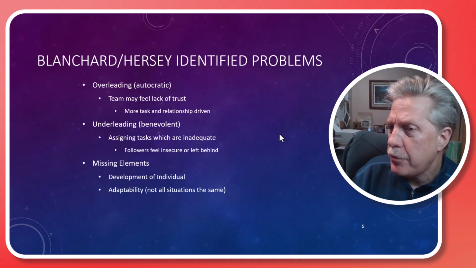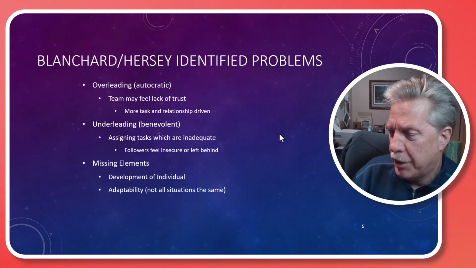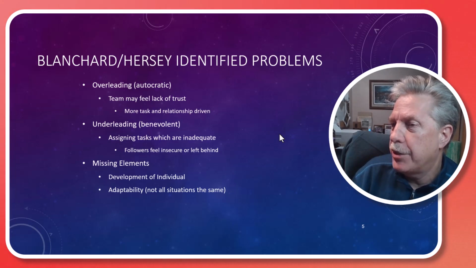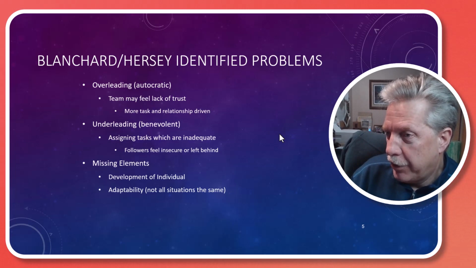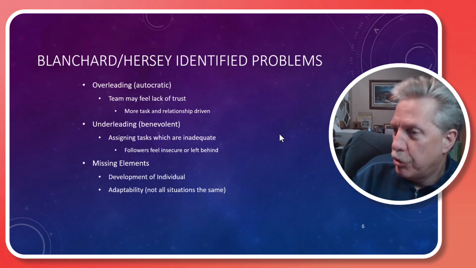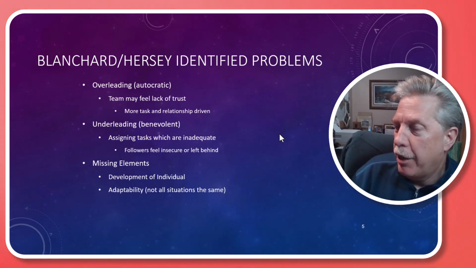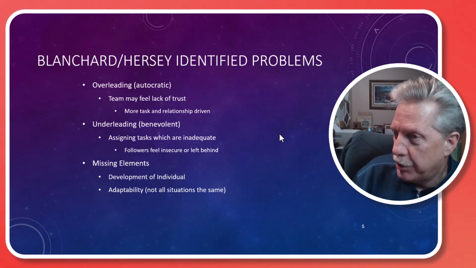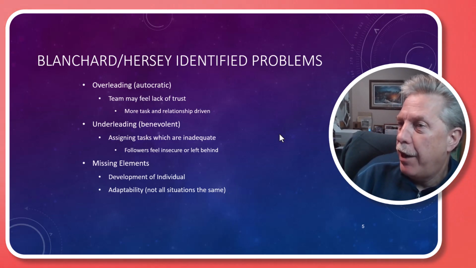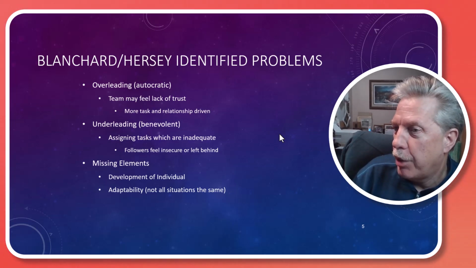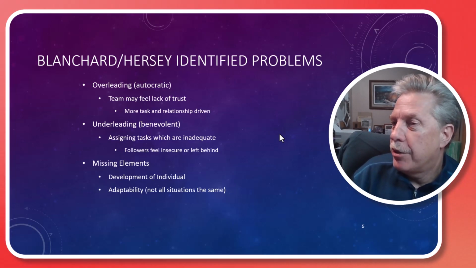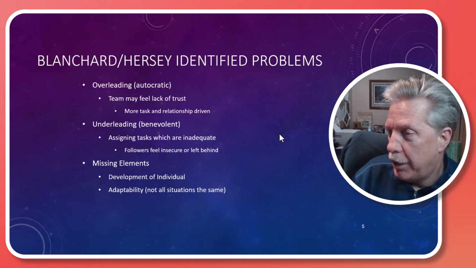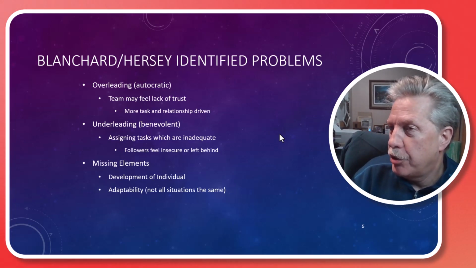And then they identified some missing elements in the ability for the manager to effectively lead, and that was the development of the individual team member they were working with. And it wasn't adaptable for all situations. So they tended to have one style of leadership and try to use that across all team members rather than, as the name implies, situational leadership, where depending on the situation and the individual, you potentially change your style of leadership.